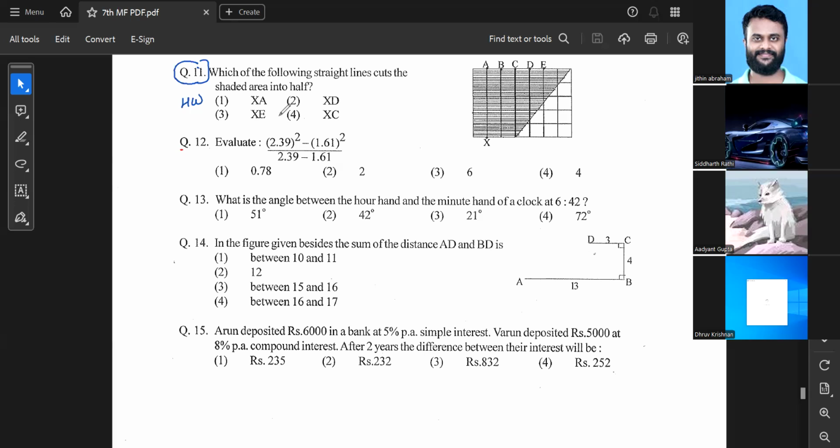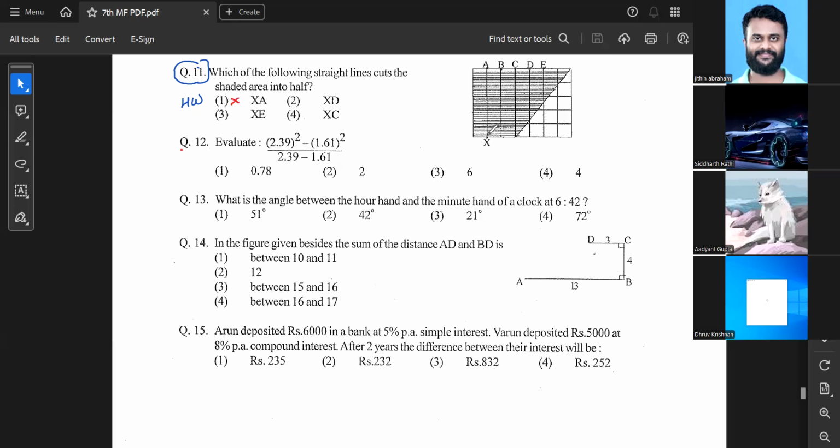Before saying the method, somebody has asked me what is the question. So let me explain what is the question first of all. The following straight lines cut the shaded area into half. So this is the shaded area. So these are the four options. They are asking, will XA cut the shaded area into half? It's pretty clear that it's not going to cut this area into half. So I can eliminate this option from my list itself.